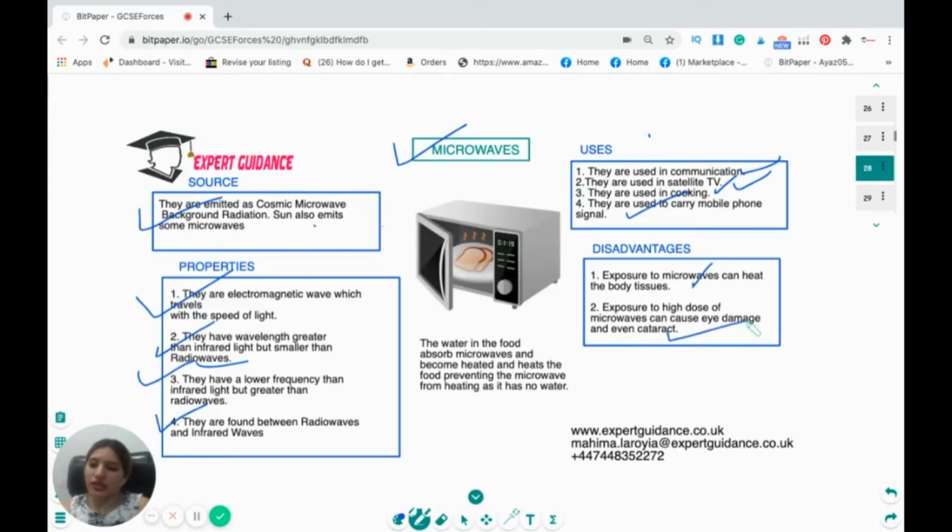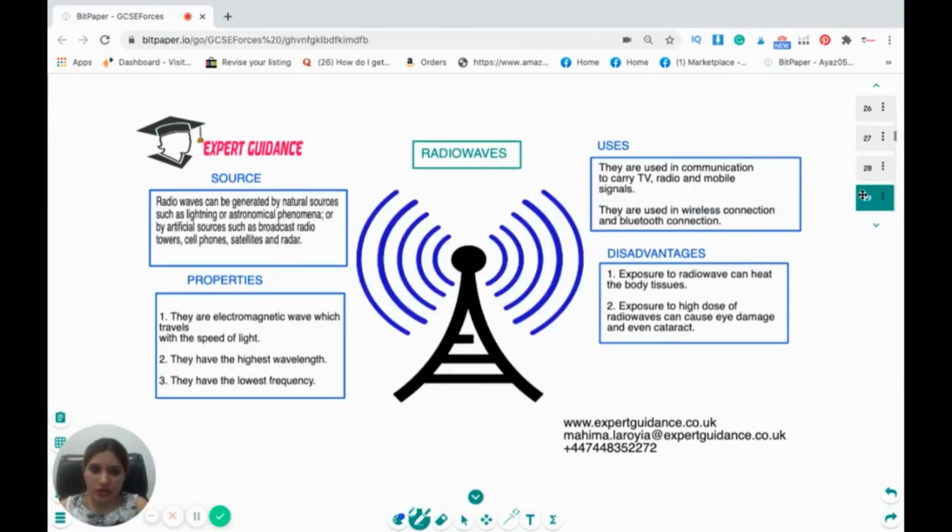Now, this question can also be asked in the exam: how is microwave used to heat the food? The water in the food absorbs microwaves and becomes heated and heats the food, preventing the microwave from heating the container as it has no water.